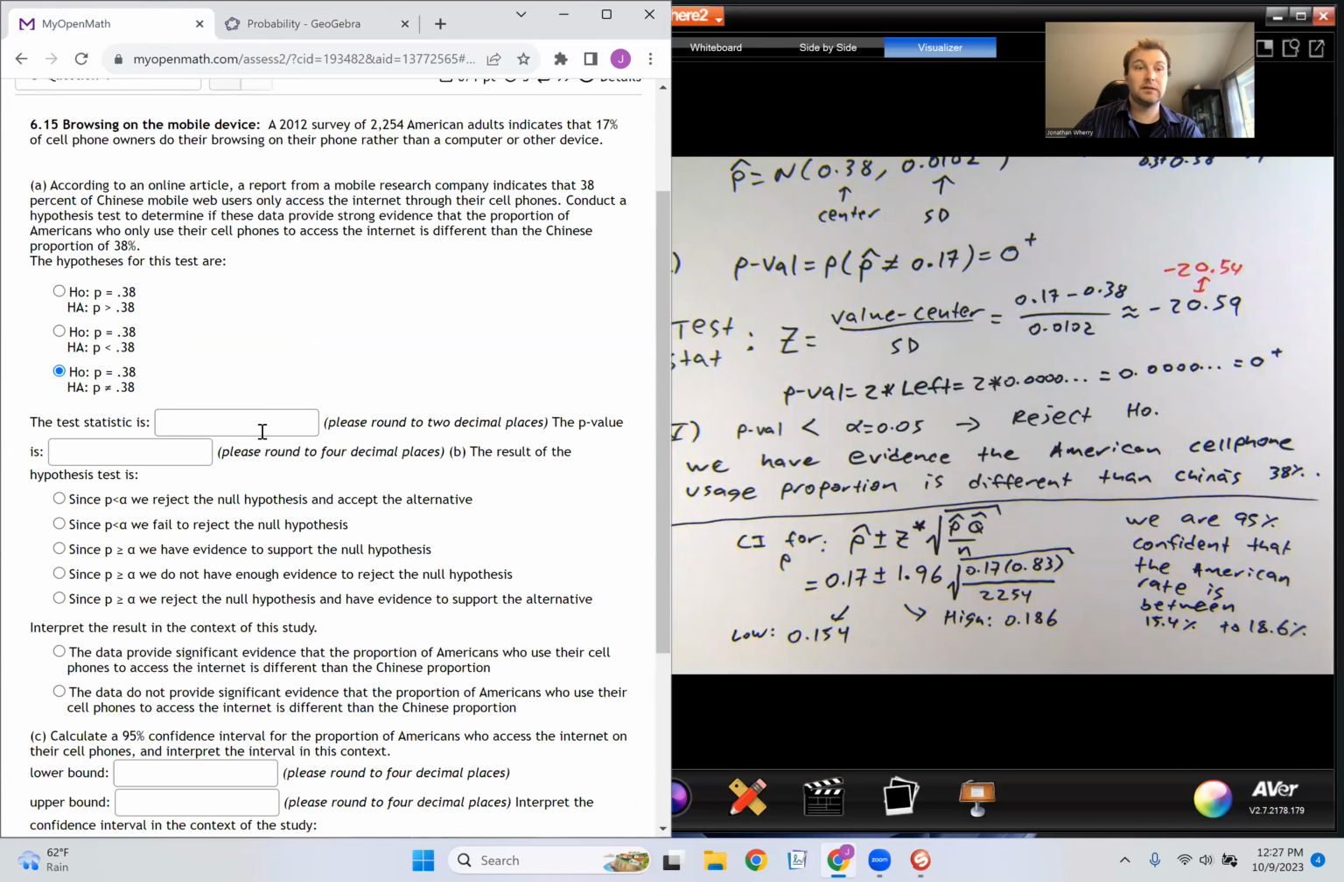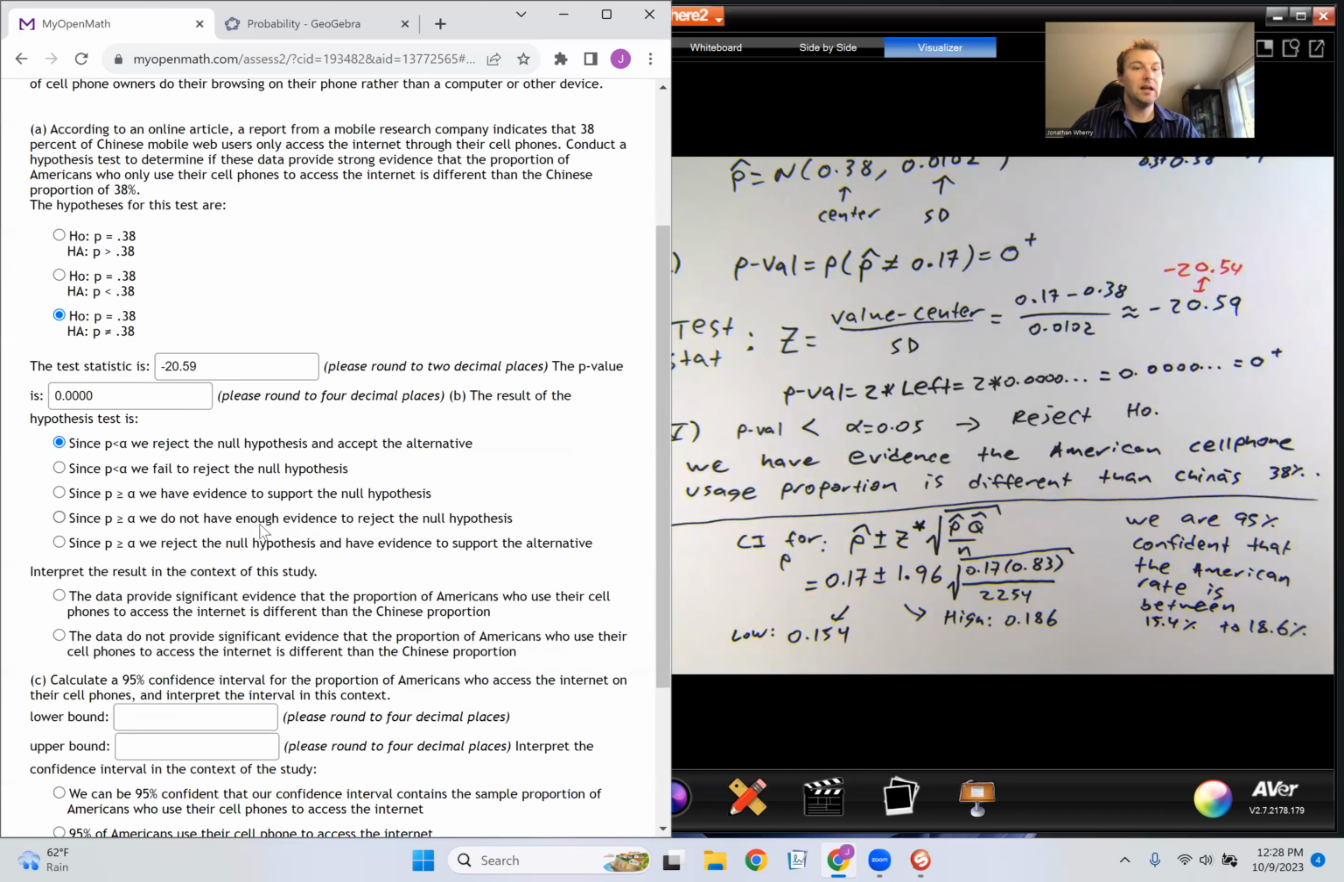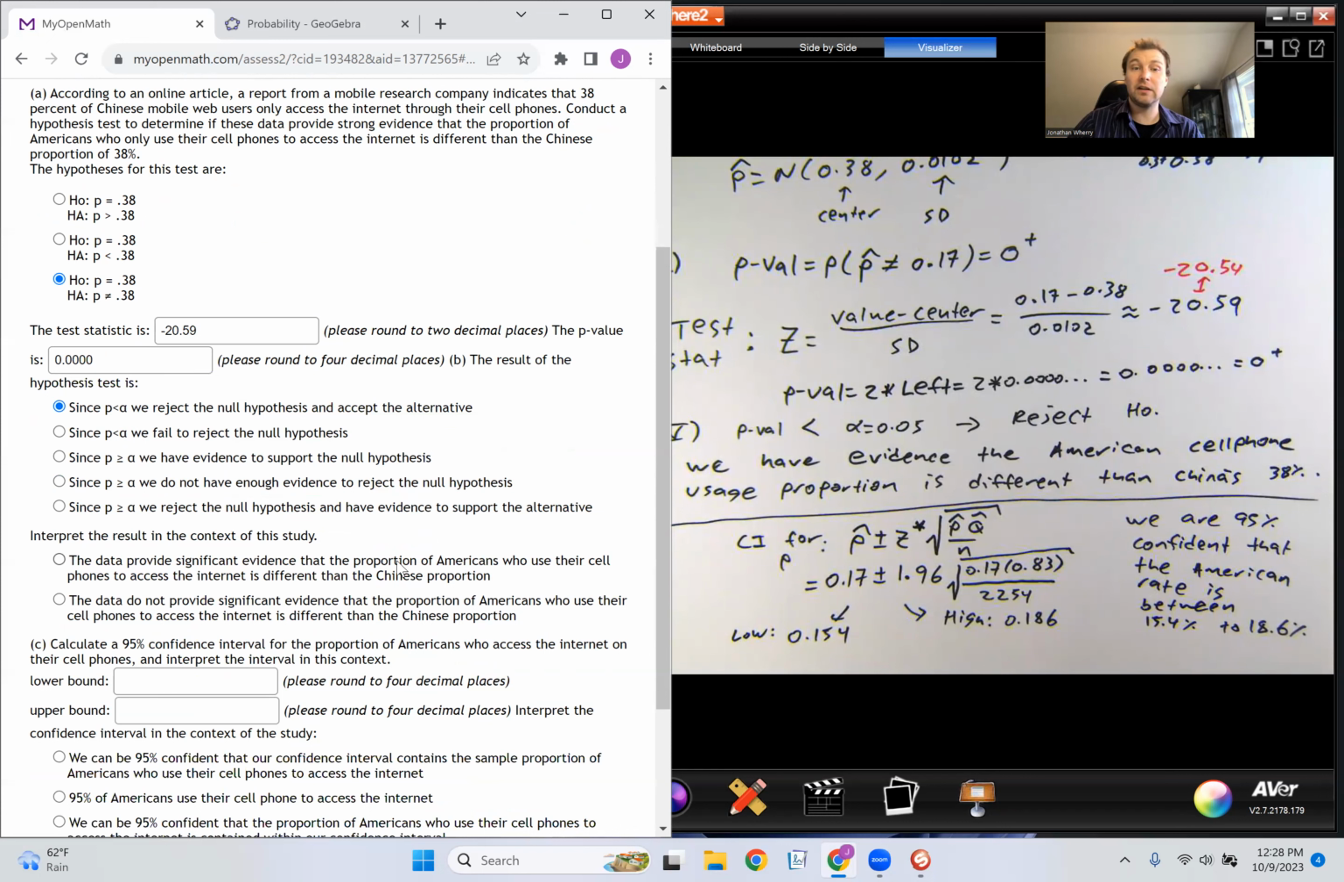I'm testing for a difference. My test statistic was negative 20.59. I'm going to try it with the 9 and see how picky it is. If it's really picky, I'll change it to the 4. My p-value, I had 0.0000, super small. Since our p-value was less than our alpha, we rejected the null hypothesis. And we shouldn't say accept, we should really say that we have evidence of the alternative. In particular, the data provides sufficient evidence that the proportion of Americans who use their cell phone to access the internet is different than the Chinese proportion.